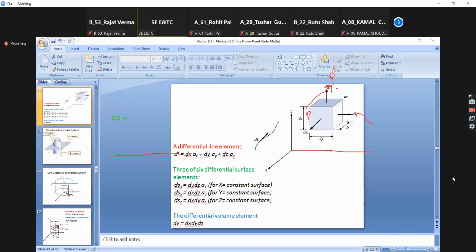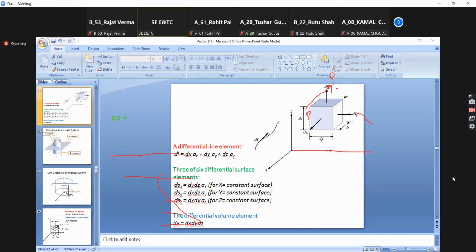So there are going to be 6 differential surfaces. That is, 2 surfaces will be x is equal to constant, 2 surfaces will be y is equal to constant, and 2 surfaces will be z is equal to constant. So please remember that in this particular subject, any differential surface is going to be a vector. So it has to be shown with the magnitude and the direction as well.